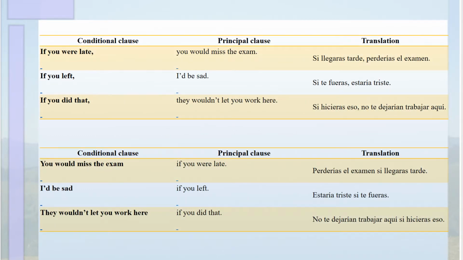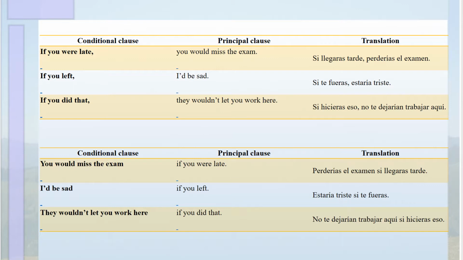Another example of the second conditional structure. In the first sentence, if you were late is the conditional clause. You would miss the exam is the principal clause. Translation: Si llegaras tarde, perderías el examen. In the second sentence, if you left is the conditional clause. I'd be sad is the principal clause. Si te fueras, estaría triste.